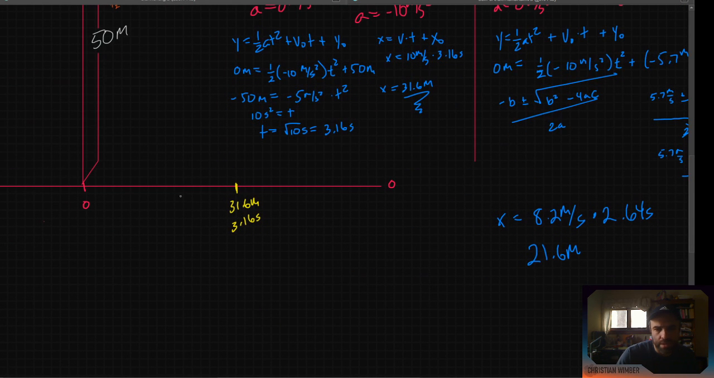So this balloon does not travel nearly as far, which makes sense because the other person threw it 10 meters per second straight to the right. This one actually threw it down, so it'll hit a little bit sooner. So it makes sense that it hit a little bit sooner.